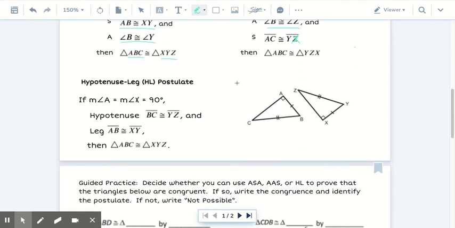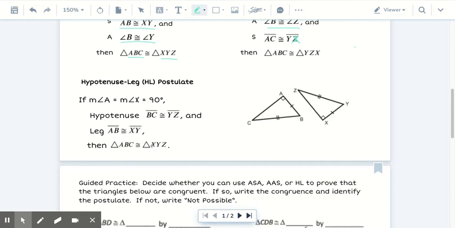The third one, we've got another example here of hypotenuse leg. Now, this isn't something that was stated specifically in the theorem, but the measure of angle A and the measure of angle X are both 90 degrees. They're equal to each other, and they're 90 degrees. That is what makes it a right triangle. So the hypotenuse on each of these is BC from this one, and that's congruent to YZ on this one. Those are the hypotenuse of the two triangles.